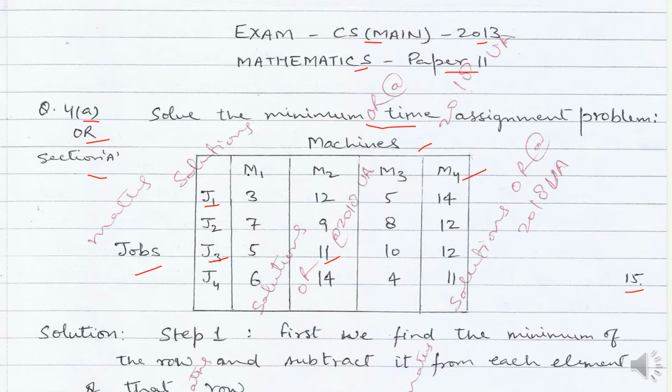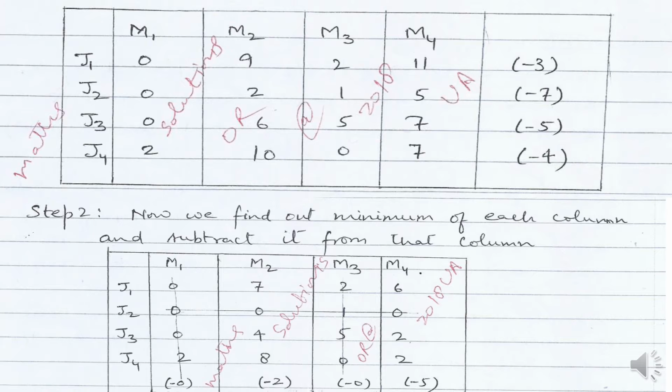So the first step is that we find the minimum of each row and subtract it from each element of that row. Say for the first row, the J1 row, the minimum is 3. For the J2 row, the minimum is 7. For the J3 row, the minimum is 5. For the J4 row, the minimum is 4. So we will subtract these values from each element of the corresponding rows.